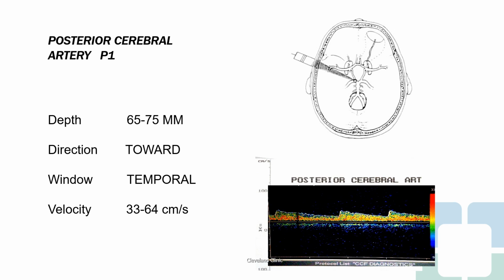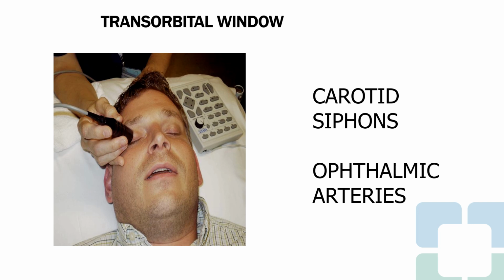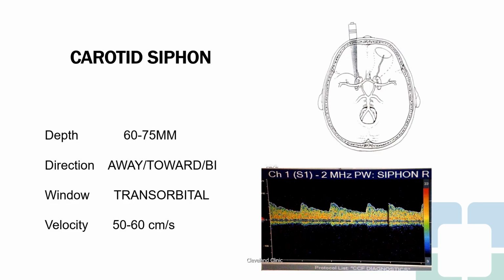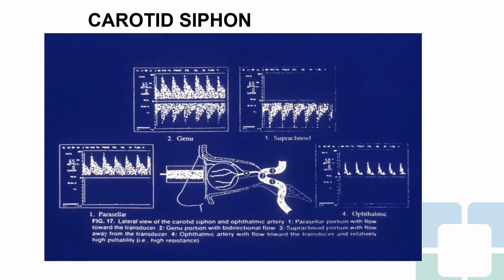The posterior cerebral artery, or P1, is about 65 to 75 millimeters. Its direction is towards the probe, and the velocity is 33 to 64. The next window you can use is the transorbital window. You can look at the carotid siphons and the ophthalmic arteries. The carotid siphon is 60 to 75 millimeters. The direction is away, towards, and bidirectional. In the transorbital window, the velocity is 50 to 60 centimeters a second.